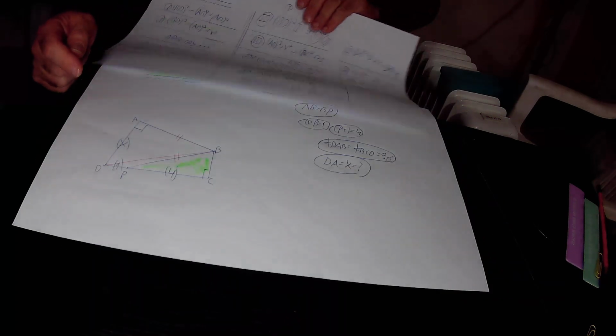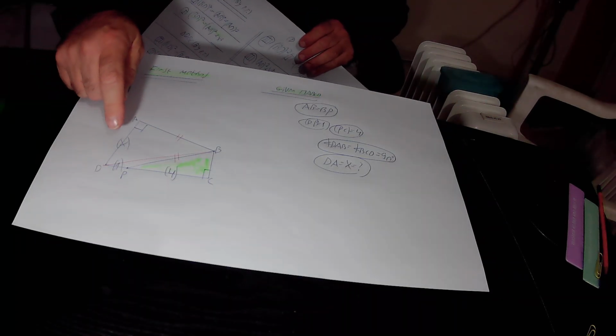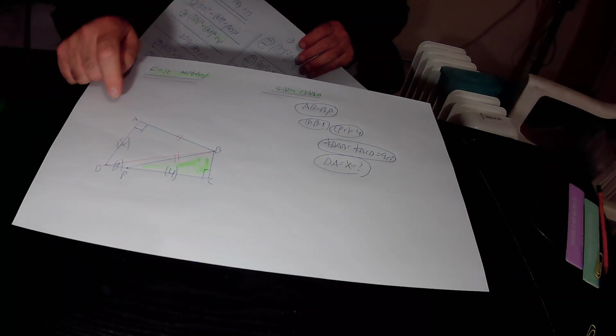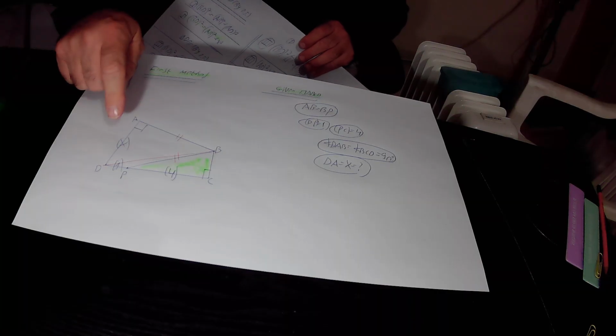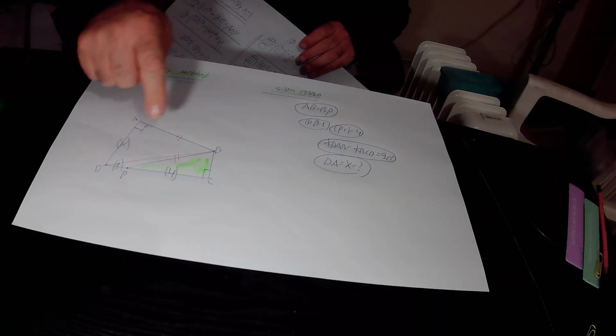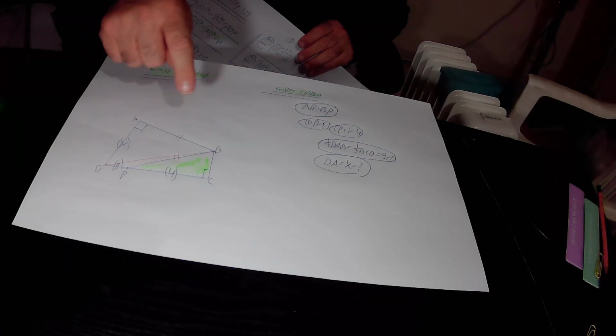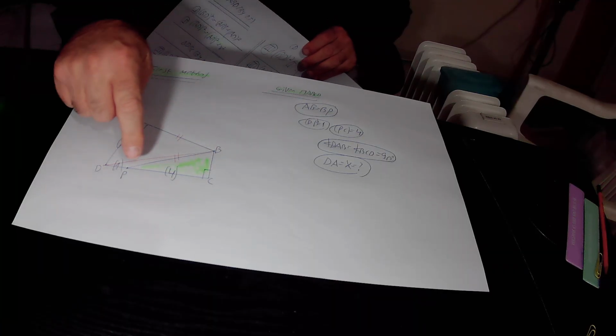Likewise, we implement the Pythagoras theorem on this right lower triangle, DBC. According to the Pythagoras theorem, in this right triangle DBC, BD squared, that is the square of the hypotenuse, equals BC squared plus CD squared.